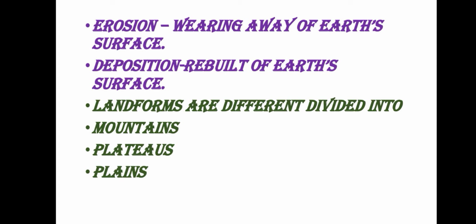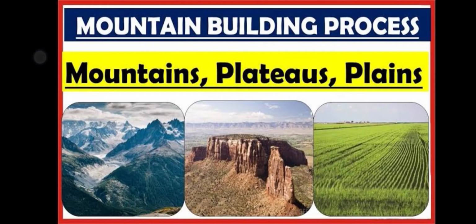There are three important landforms of the earth we are going to see in this chapter. They are mountains, plateaus and plains. I have taken some pictures of mountains, plateaus and plains. See the difference between the three landforms.